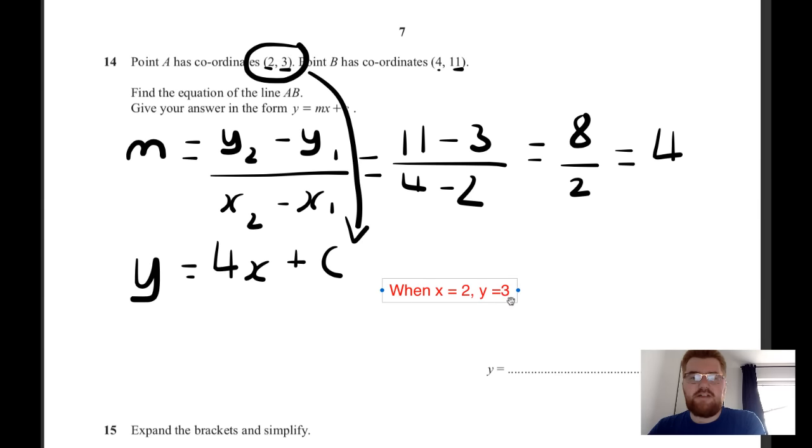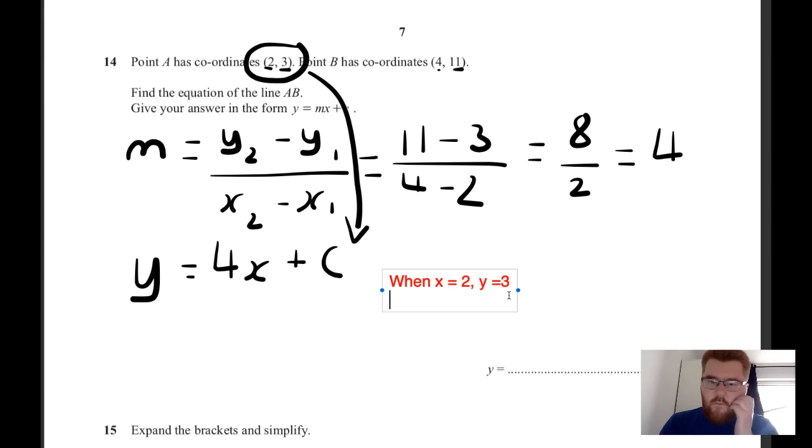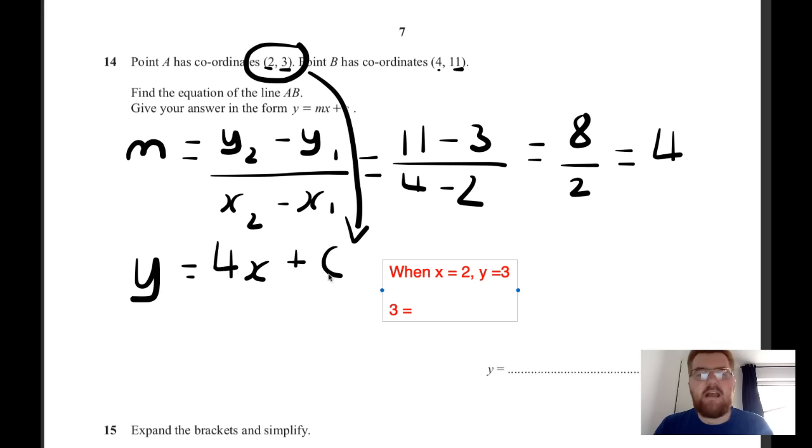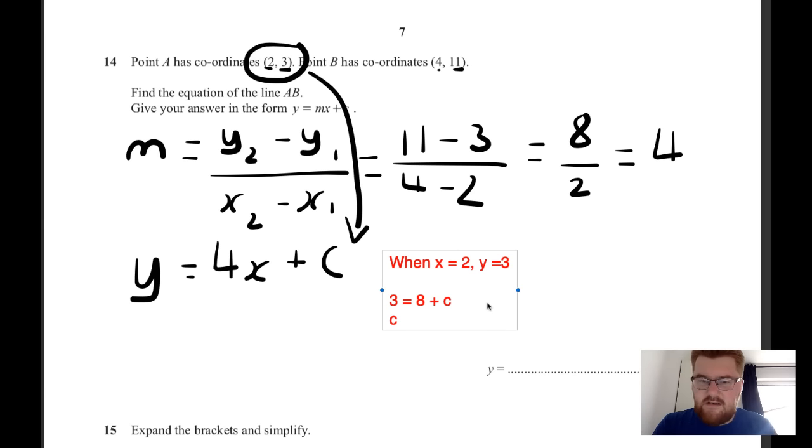Okay, what does that actually mean for our equation? Well, that means that y is 3, so 3 equals 4 times x, and x is 2, so 4 times 2 is 8, and we still don't know what c is. So we leave that there, and then we work out what c is. Well, 8 minus something is equal to 3, therefore c must be equal to minus 5. You can check that: 8 minus 5 is 3.